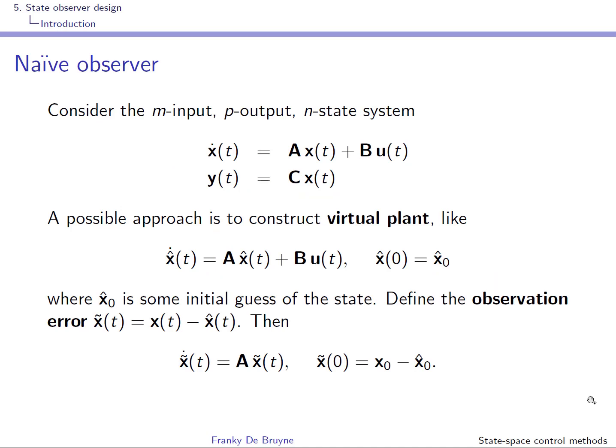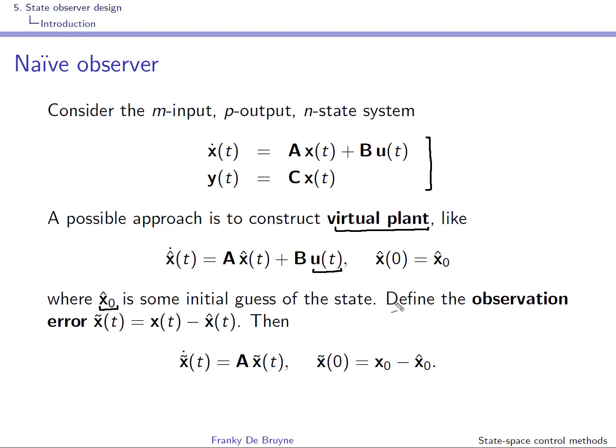Well, let us first start with the naive idea, and the so-called naive observer. So assume that we have a system that is described by the following state space representation. Here again this direct feed-through term is 0, and of course this is really always the case on a physical system. Well, the idea is that you run a virtual plant, a virtual model in parallel to the system, and that it receives the same input, okay, and then you will initialize the model at some initial guess x0 hat, right?